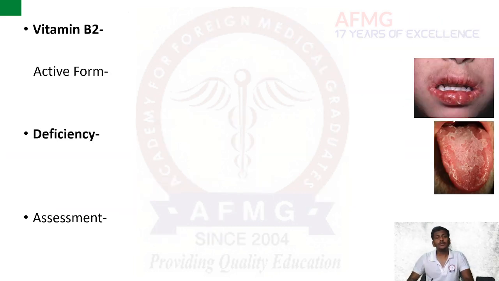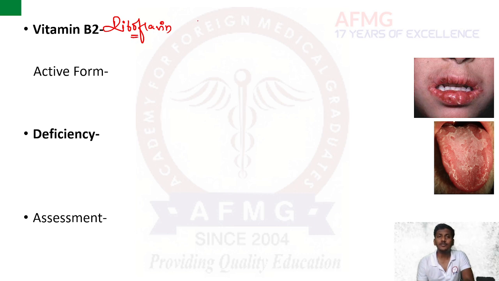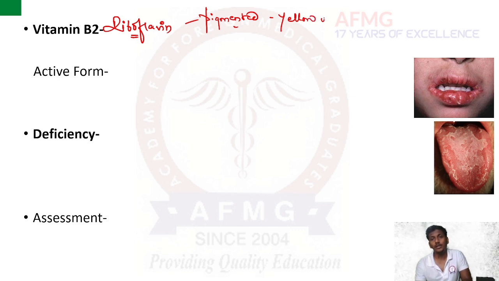Then if I talk about the next one, that is vitamin B2. Vitamin B2 is also called riboflavin, and riboflavin is a light sensitive vitamin. So it is usually destroyed during phototherapy. If a patient is undergoing phototherapy, you need to supplement riboflavin to that particular patient. And it is also called a pigmented vitamin. Why is it known as a pigmented vitamin? Because it would generally impart a yellow color to the urine.